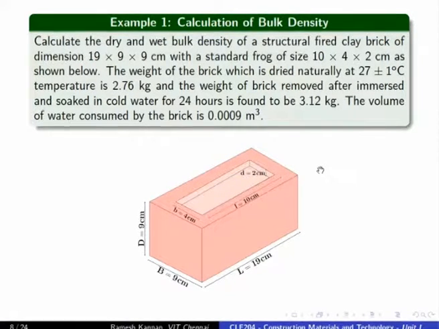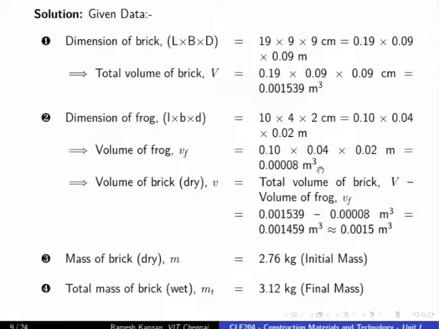And now let's calculate the bulk density of this brick. Let's take down the given data. That's the data given in the problem. The dimension of the brick, which is the standard dimension, which is length into B into D, which is 19 by 9 by 9 centimeters, which comes around, volume is calculated based on length into B into D, which is 0.001539 meter cube. I recommend you to take everything in terms of meter cube. Do not convert this in centimeters or any other units. That will become a difficulty in terms of the final calculation.